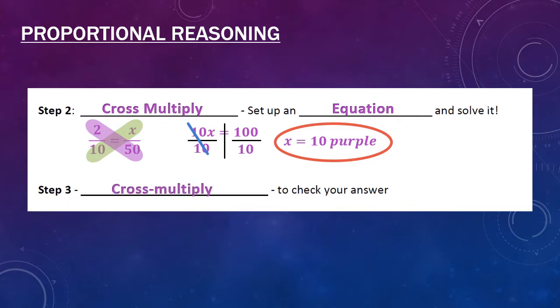To check my answer, plug them back in and cross multiply again just to make sure. So plug in where x was and then cross multiply again in your proportion, because remember your cross products have to be equal. So if I cross multiply, 10 times 10 is 100, 2 times 50 is 100, ding, ding, ding, 100 equals 100, I know I got it right.